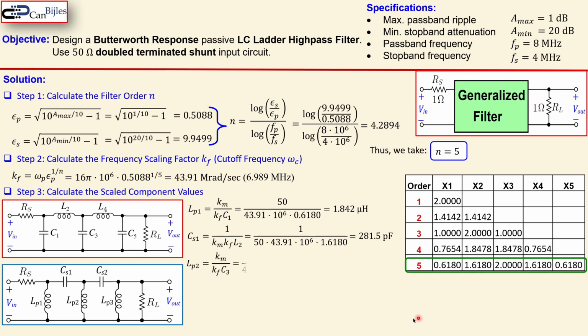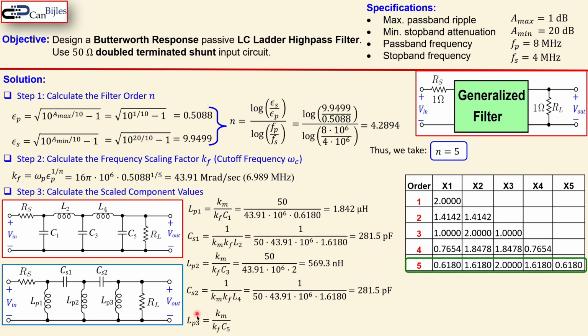We just substitute the values and you now get 569.3 nanohenries, or 0.5693 microhenries. Now CS2, which is this one, the fourth element in the high pass filter, is actually similar to this CS1, 1 over Kf times the L4, again this coefficient 1.6180, and you now get 281.5 picofarads, again the same value as the CS1.